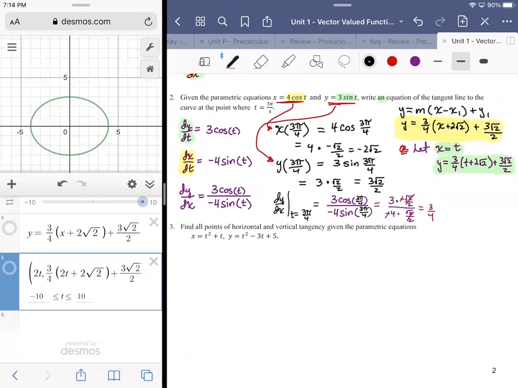That unit P packet is going to be a big deal for a lot of you. All right. So if a lot of this stuff with parametrics and stuff like that, you're like, I don't know what the hell you're talking about. Go to that unit P packet and really look at those parametric videos. It's going to make a big difference.